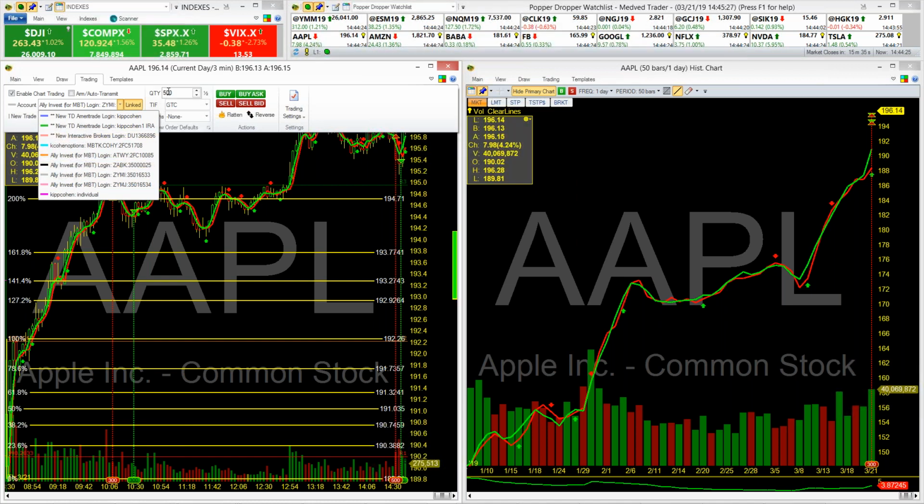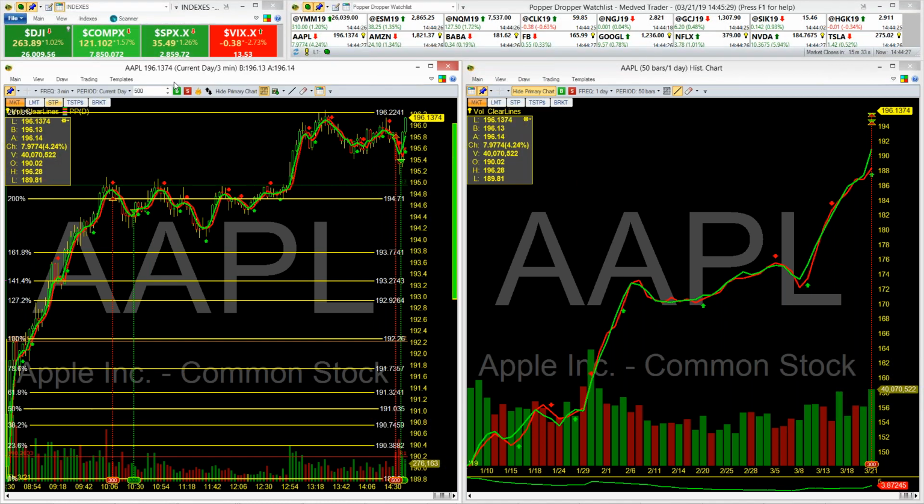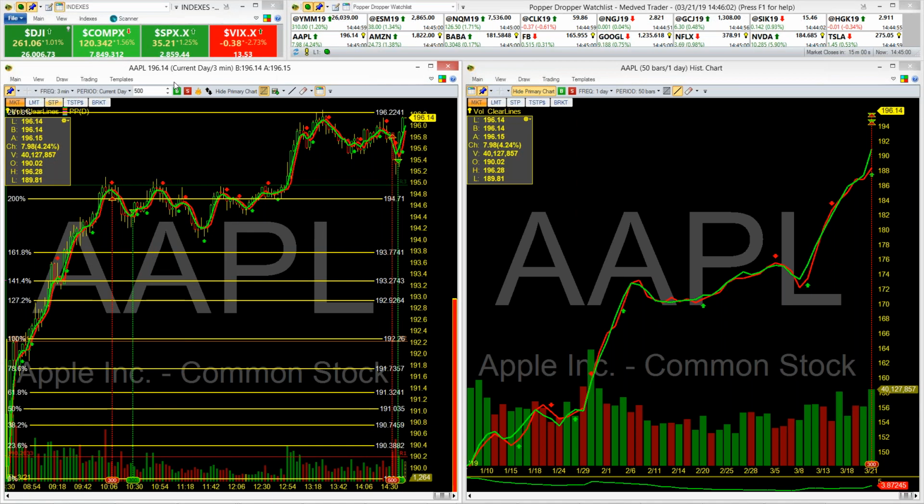If you have an old Ally MB Trading, it has to be the old MB Trading account, and you already had a paper trade account, then you can do that. TD Ameritrade only offers paper trading through their Thinkorswim platform. The Thinkorswim platform does have paper trading, but that does not integrate with Medved, unfortunately.